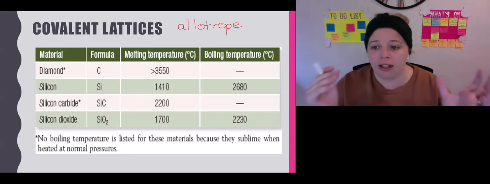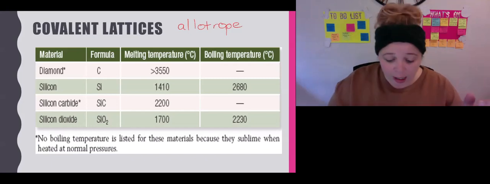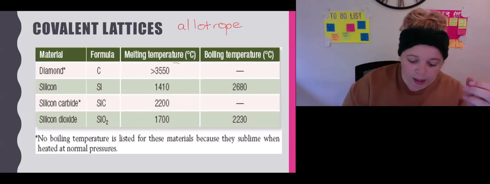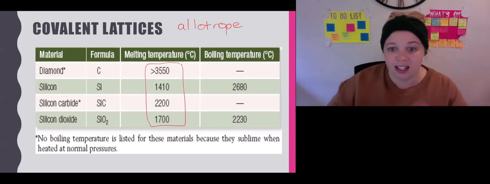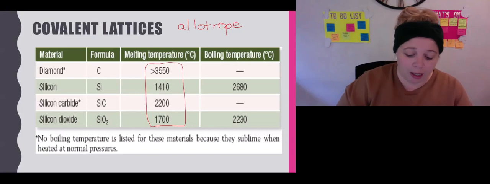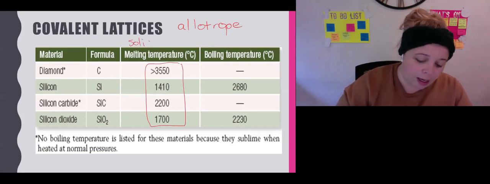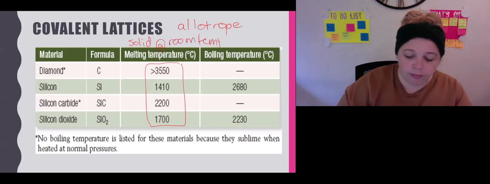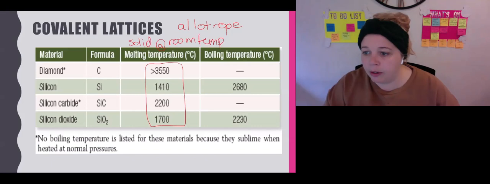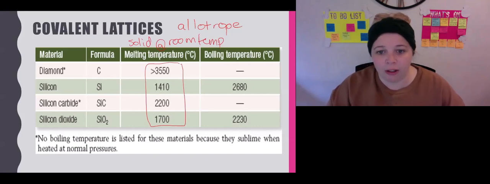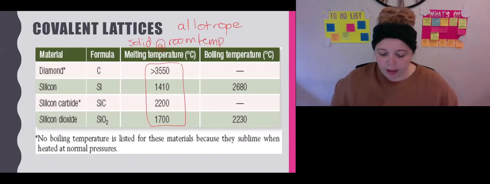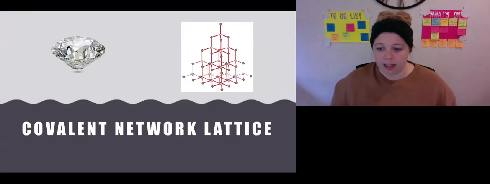So these giant covalent lattices are solids at room temperature. Yeah, because you can see here are their melting temperatures, and they're very high, so therefore they're going to be solids at room temp, and require exceptionally high temperatures to melt. Okay, so they're going to be solids at room temperature. So let's get started on our next page, which is all about covalent network lattices.